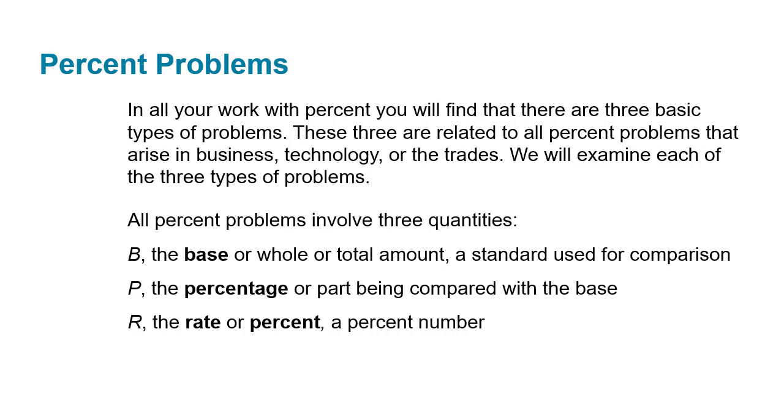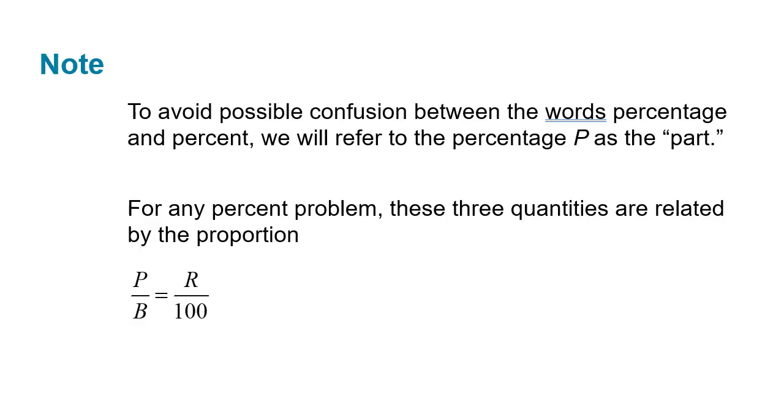The base B, in these formulas, will be the base or the whole, the total amount. P is the percentage and R is the rate. So when we talk about a percentage, P as being the part, it's the part over the base or the whole equals the rate over 100. So that's the general idea of a percent.